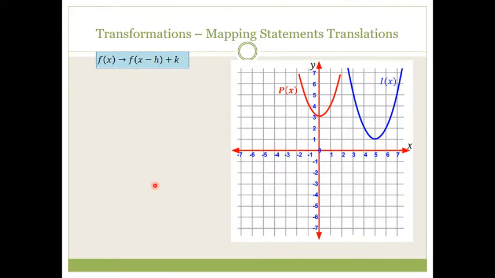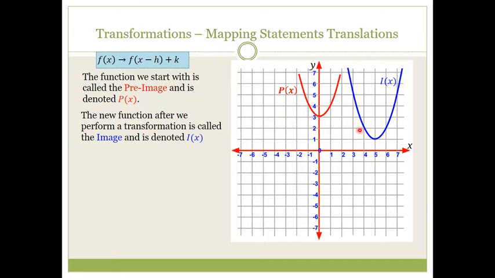All right, so your lesson talked a lot about then taking that and talking about mapping statements. So let's talk about mapping statements for translations, just shifting something up or down or left or right. The function that they start with is called the pre-image, and you see them in your lessons denote that as p of x. So that's where you're starting from. And then that I of x function you see over here, that's called the image. So they denote that as I of x.